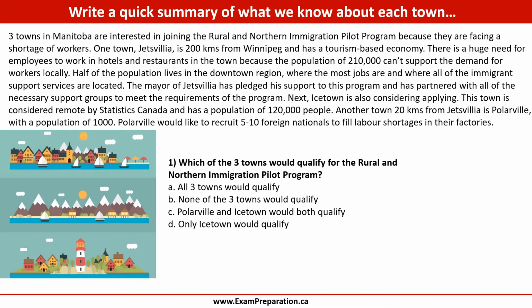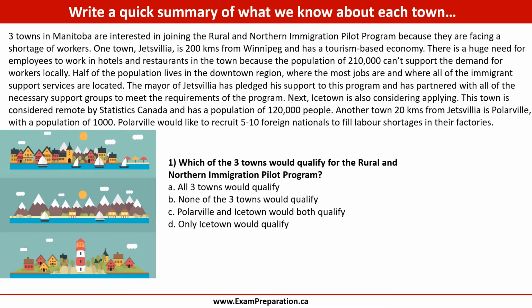So there are probably a lot of elements that jump out at you in this scenario. We designed the scenario to lure you in a few different directions and to make things a bit complicated, because that's the way the real exam is. That's the way life is as an RCIC when you have a bunch of different clients and different options. All right, let's take a look at the question. The question says, which of the 3 towns would qualify for the Rural and Northern Immigration Pilot Program? For the options, we have: all 3 would qualify.